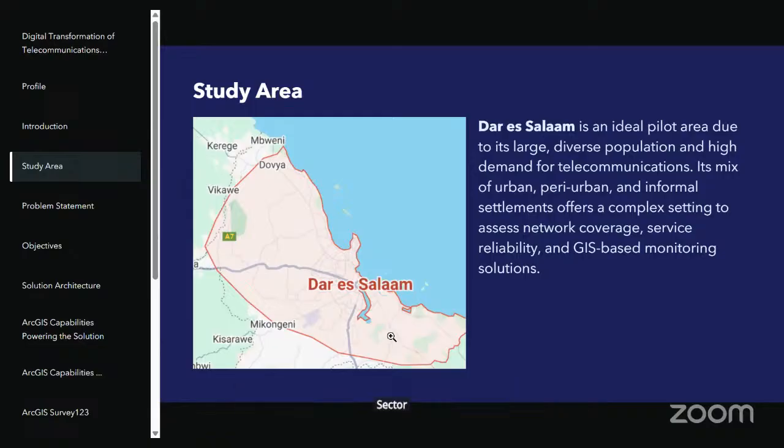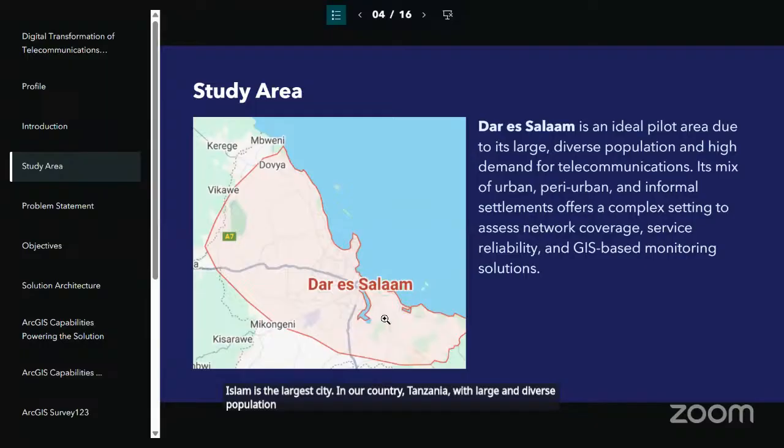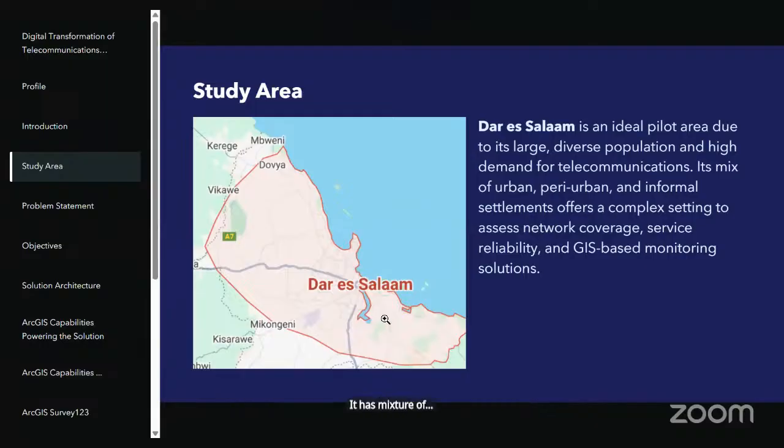And that's why I came to select Dar es Salaam as the pilot study area, whereby Dar es Salaam is the largest city in our country, Tanzania, with a large and diverse population and high demand for telecommunication services. It has a mixture of urban, peri-urban, and informal settlement, and thus provides a complex environment to assess network coverage, service reliability, and effectiveness of GIS-based monitoring solutions.